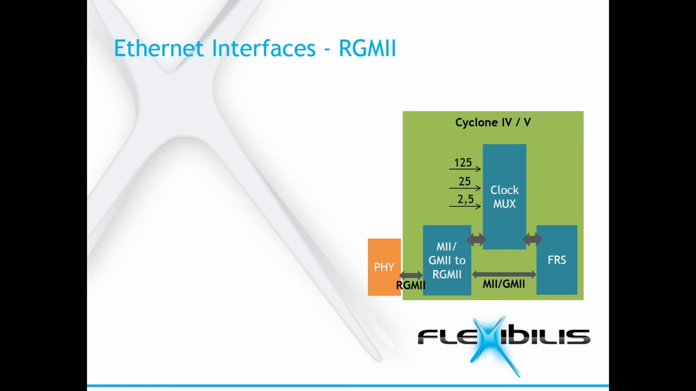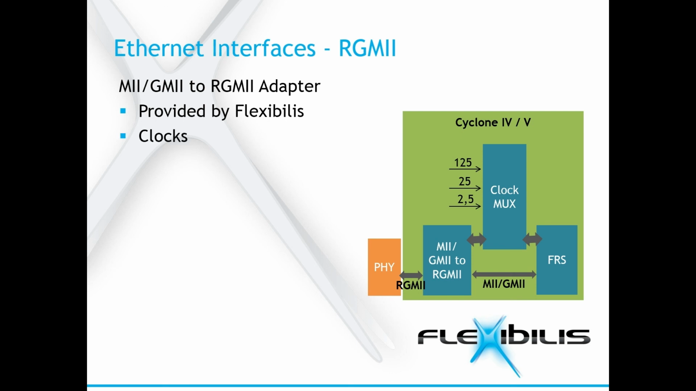To implement an RGMII interface, an RGMII adapter is required. The adapter changes the native MII or GMII interface of FRS to an RGMII interface that can be connected, for example, to an external PHY chip.